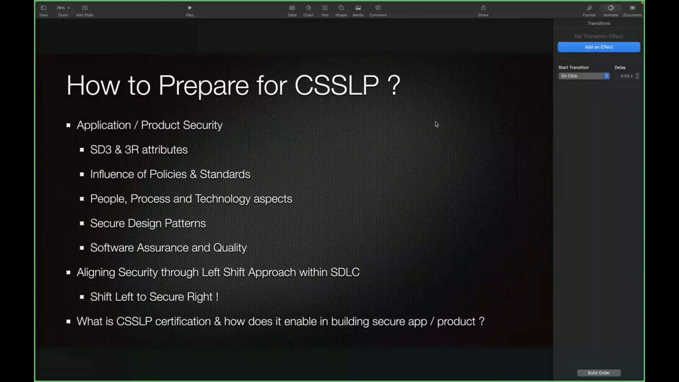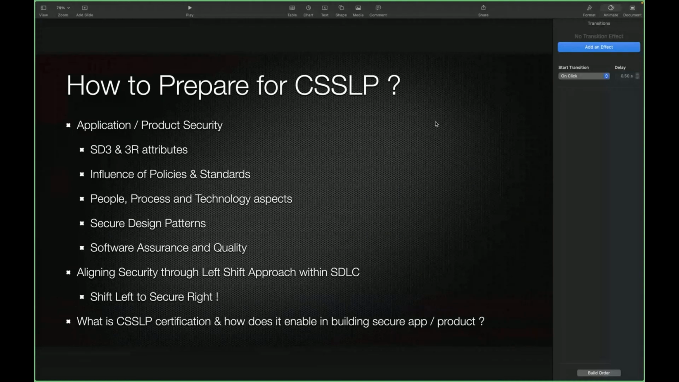And along with some of the frameworks like the Building Security In Maturity Model and the Software Assurance Maturity Model, right? So these are the different things that would be covered as part of domain two. And domain three of CSSLP talks completely about secure software requirements.